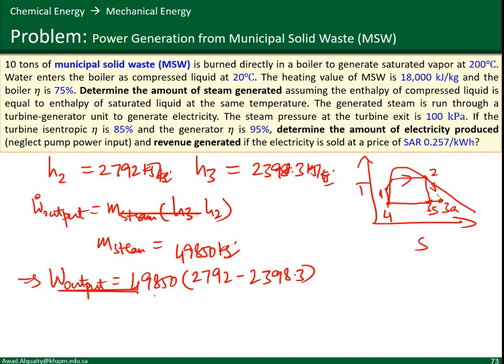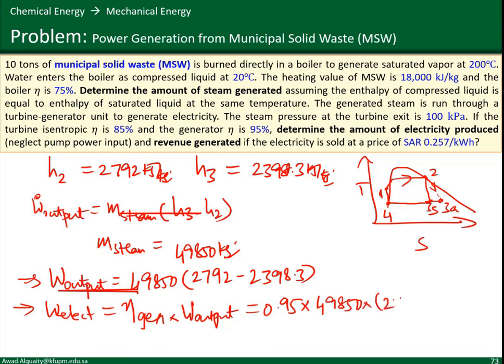but we are not really interested in the work output of the turbine. We are interested in how much electrical energy is being generated from it, right? Electrical energy generated from it is simply generator efficiency times the work output of the turbine, right? So the work output of the turbine is mechanical work output. You have to convert it to electrical energy using the generator, right? So now the generator has an efficiency of 95%. So 0.95 times 49,850 times 2792 minus 2398.3.